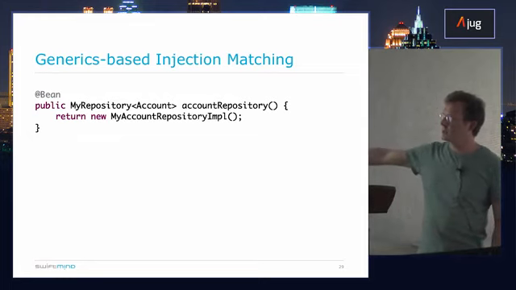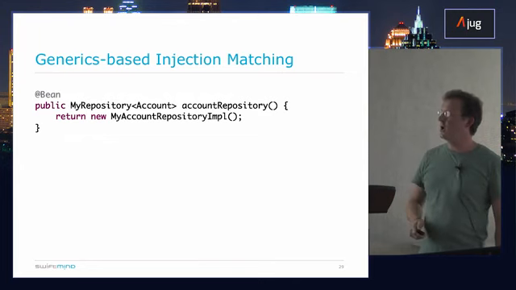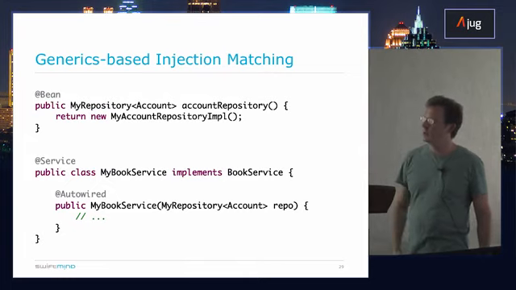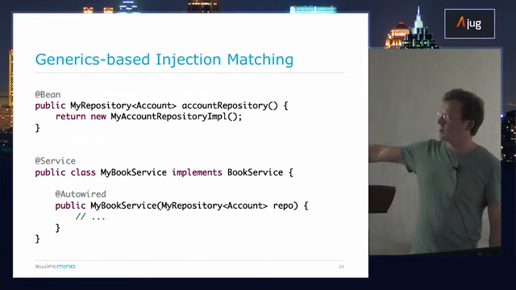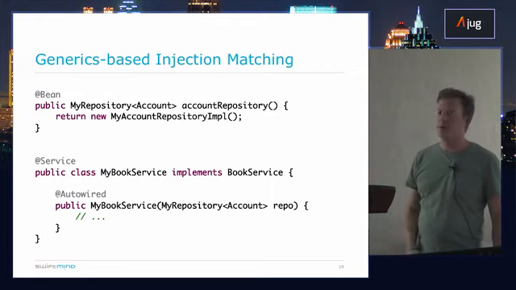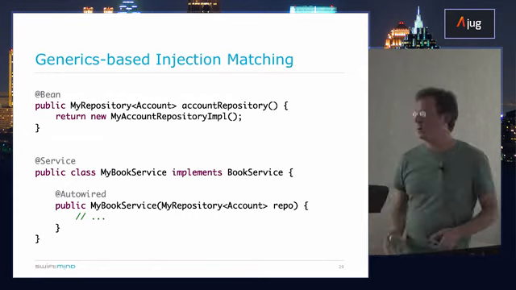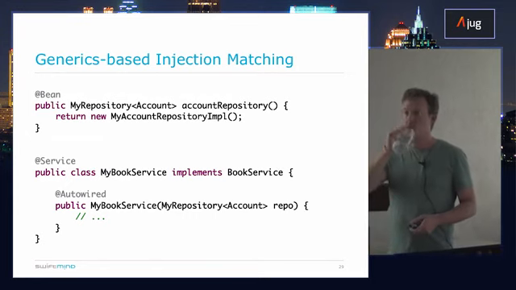But now Spring takes this parameterization into account, so that when you have something like this service and you're auto-wiring by type my repository account, Spring now actually does the matching as you'd expect. So this my repository, it takes this account into consideration, and it finds this actual account repository bean. So again, before 4.0, that would not have worked.